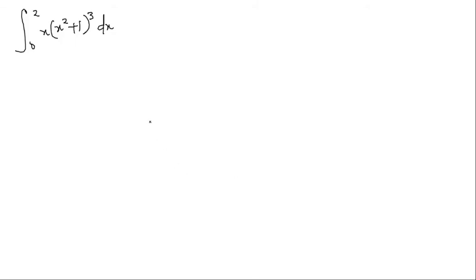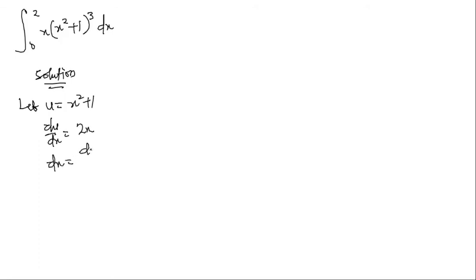Alright, so welcome back, provided you paused the video and went to solve the question. So we have the solution. First of all, we say what? Let u be what? x squared plus 1. So if we differentiate u with respect to x, we are going to get what? 2x. So as usual, we make dx the subject, we get du on 2x.